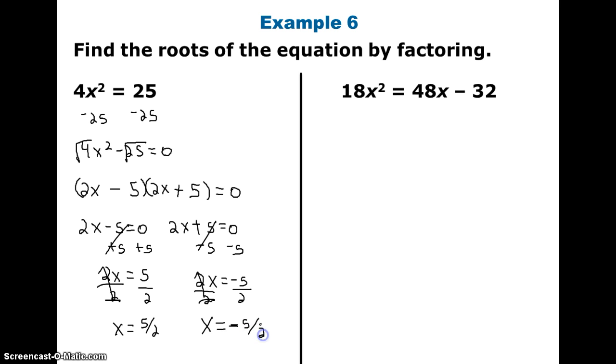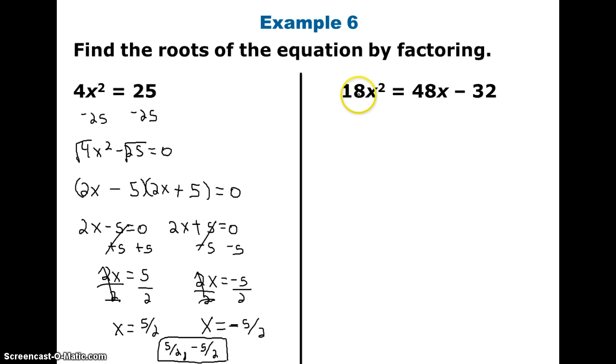You can write the answers this way. You have 5 over 2 comma negative 5 over 2. In my class, that's okay. Do not use parentheses though. This is not an ordered pair. It's not a coordinate. So don't use parentheses. You can put a box around it so I know that you found the answer. But once again, do not use parentheses.